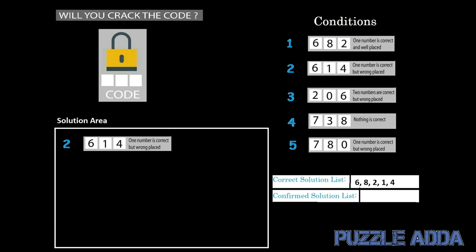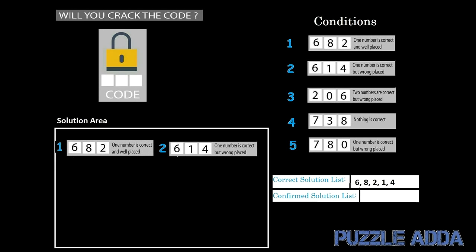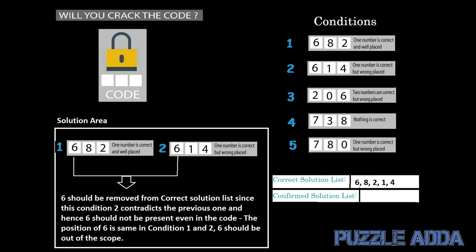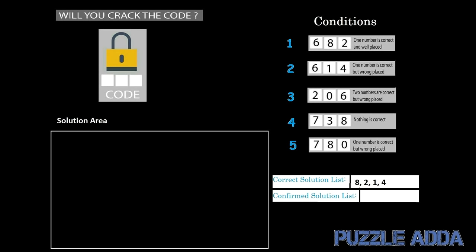Now we have 6, 8, 2, 1 and 4 in the correct solution list and our confirmed solution list is still empty. Taking both conditions 1 and 2 in the solution area, in both conditions digit 6 is common. According to the first condition, one number is correct and well placed. And according to the second condition, one number is correct but wrongly placed. So if we take the digit 6 as the number which is correct and well placed in condition 1, it will contradict condition 2, so 6 should not be in our solution set. Now removing 6 from the solution list.